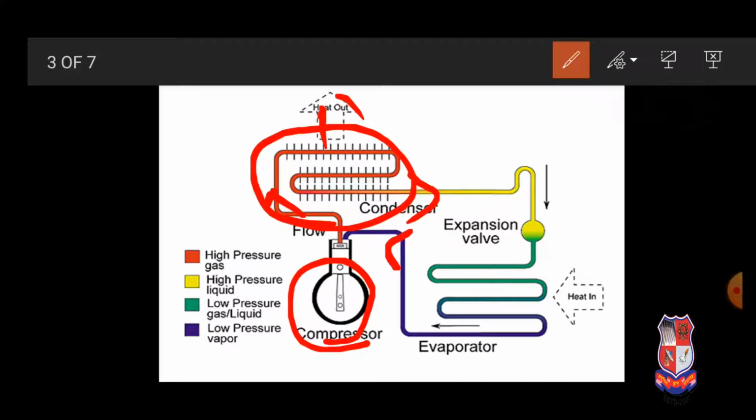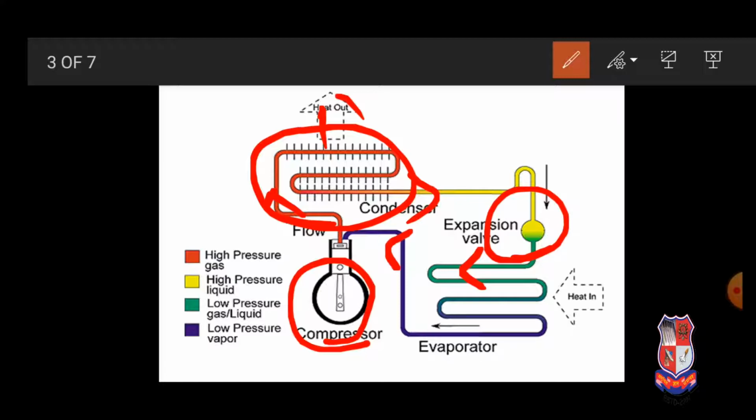Expansion valve is also called a refrigerant control valve, or we can say throttle valve. The expansion valve reduces the pressure of refrigerant which is coming from condenser. So after expansion valve, we get low pressure, low temperature liquid refrigerant which is supplied to the evaporator.